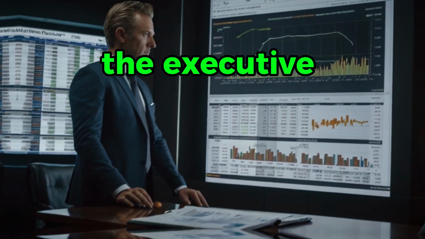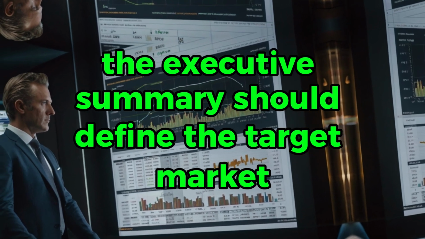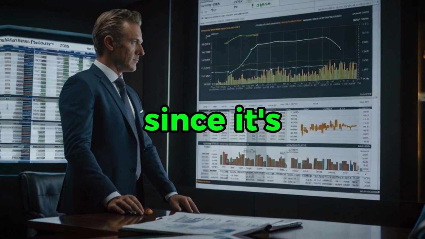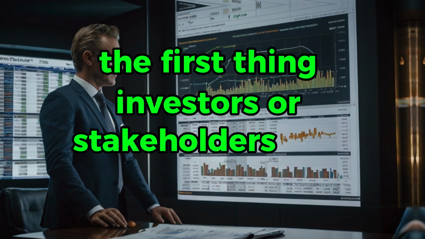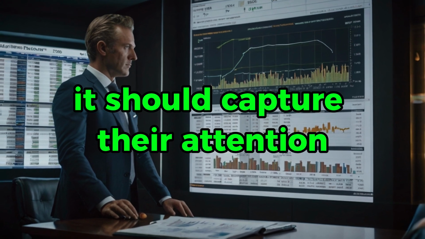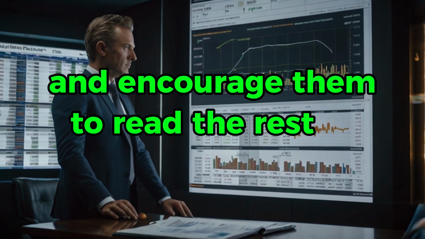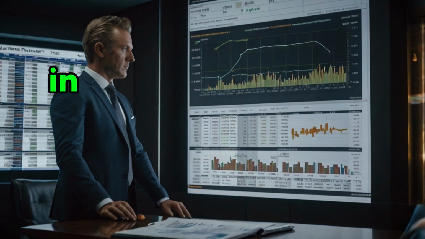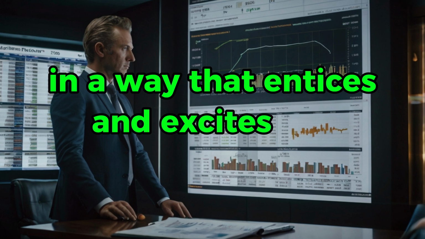Furthermore, the executive summary should define the target market and provide an outline of the financial outlook. Since it's the first thing investors or stakeholders will read, it should capture their attention and encourage them to read the rest of the plan. The goal is to summarize the essence of the business in a way that entices and excites the reader.